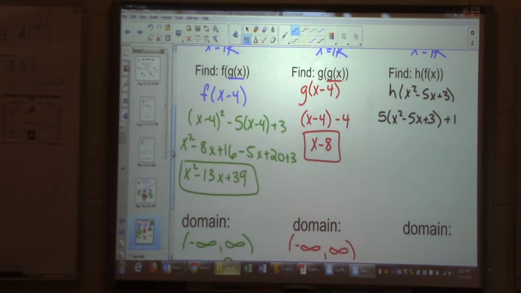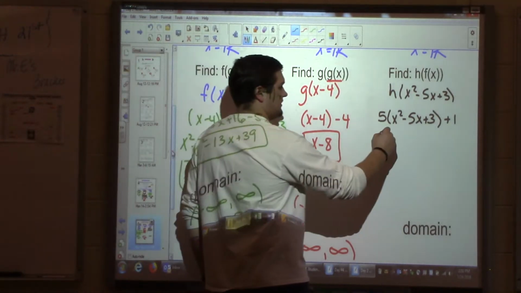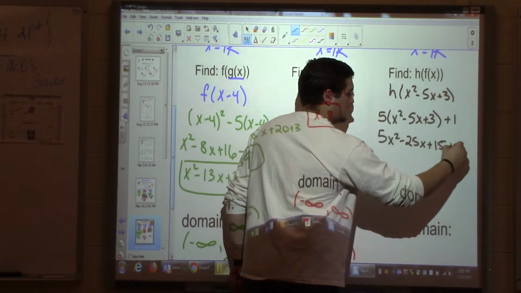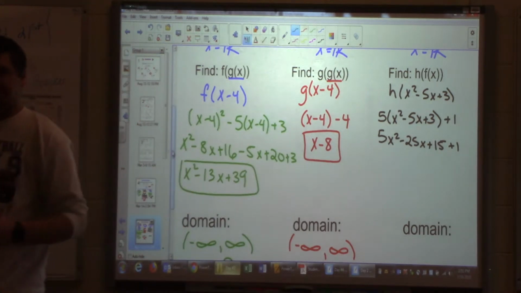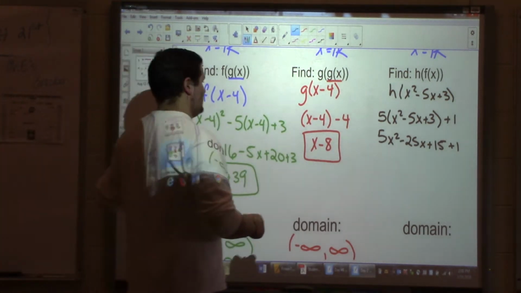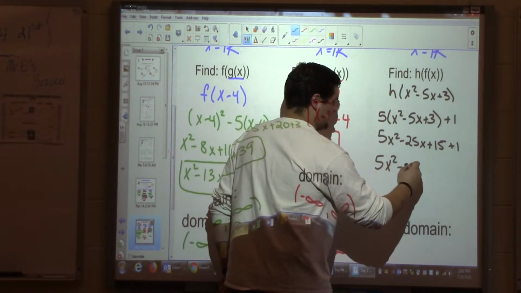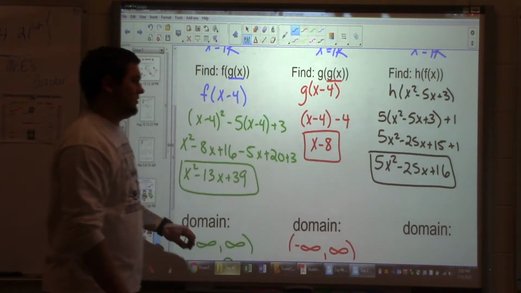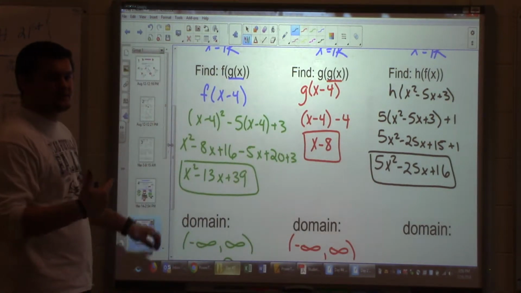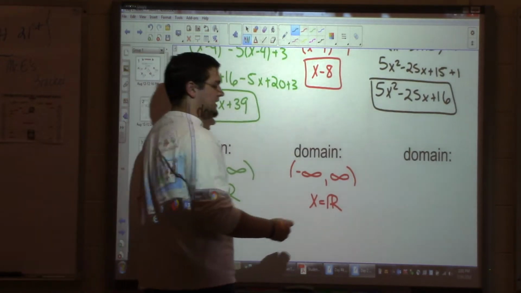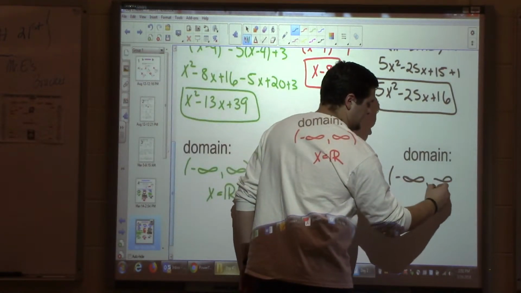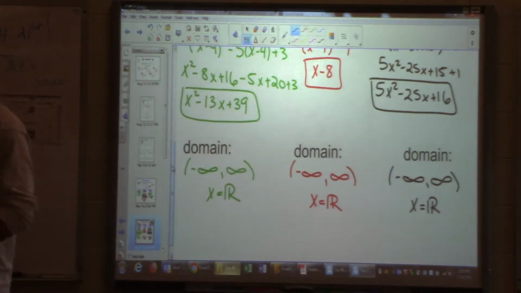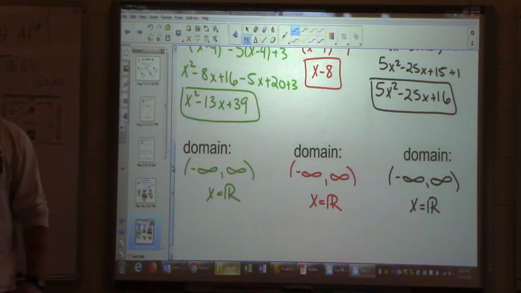So do my algebra. All I'm going to do is distribute my 5 and then combine my like terms. 5x squared minus 25x plus 15 plus 1. So then combine 15 and 1. And then my domain, h and f of x both do not have restrictions to start with. My end result does not have restrictions, so negative infinity to positive infinity. X is in the real number set. Any questions?